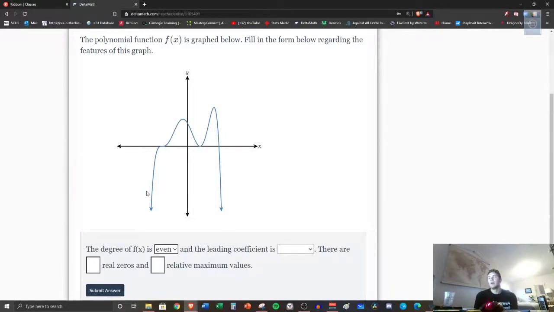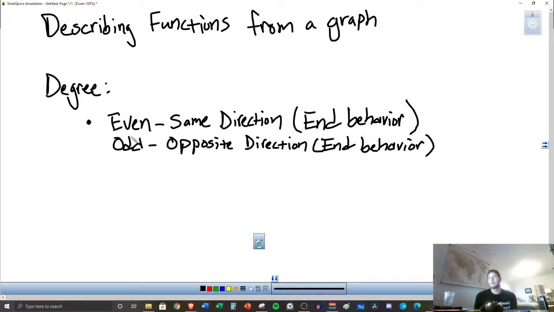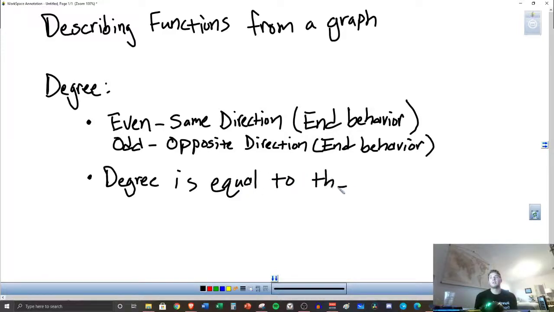Let's write down a few more notes. Make sure you have this. Let's write down just a few more notes about degree. A cool fact is that the degree is equal to the number of zeros. That's always going to be true.